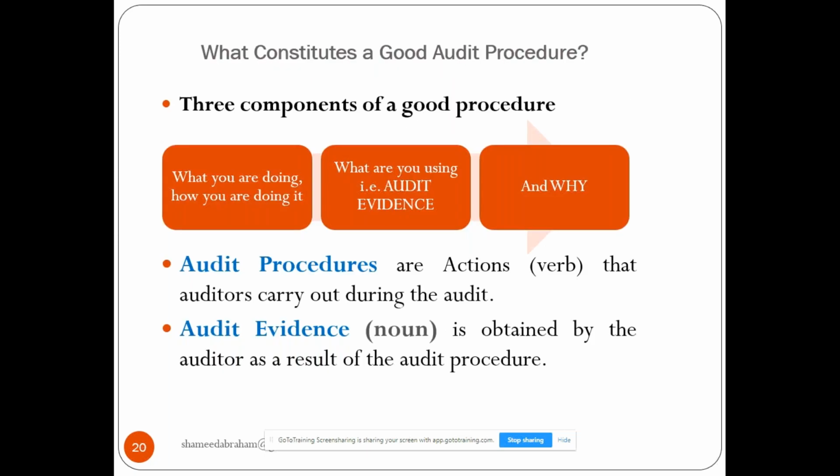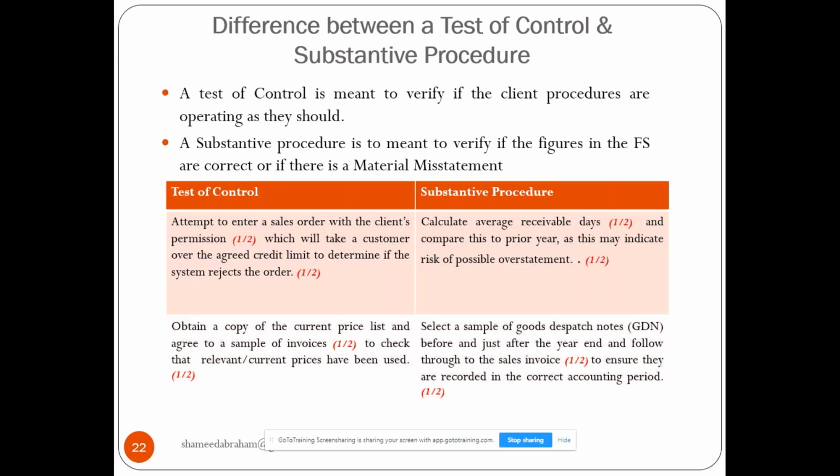So what constitutes a description of a good audit procedure or substantive procedure? There must be 3 things that you must have in when you are writing a substantive procedure. It must be what you are doing, in other words, inspecting, calculating, observing, discussing. It must start off with an action word. It must contain audit evidence, and it must be completed by why. I have an example actually on the next slide here. On the next slide, I have some examples of tests of controls and substantive procedures.